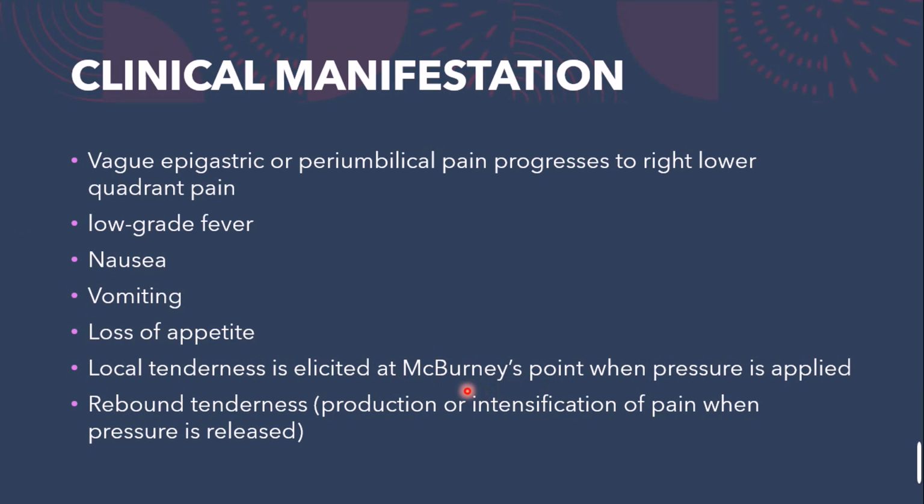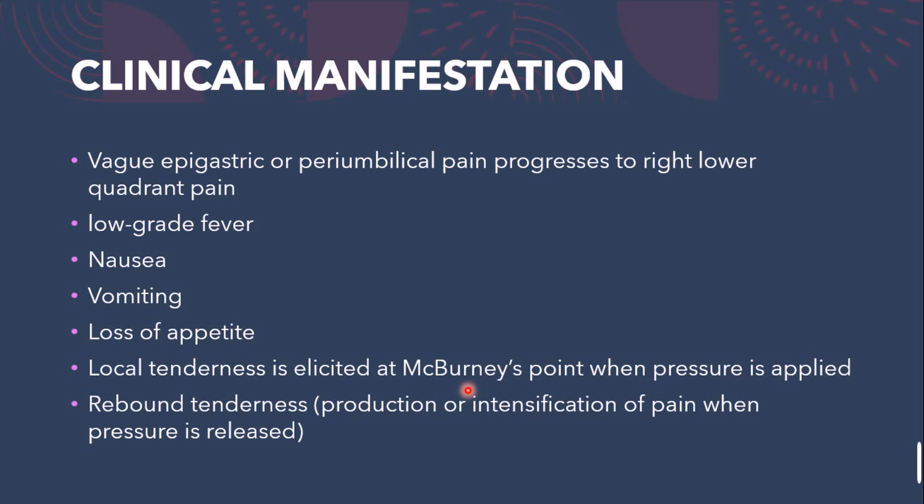So when even small pressure is applied at McBurney's point, there will be local tenderness. It will be tender to touch. Even to touch, the patient will experience a lot of pain. Then there will be rebound tenderness. Rebound tenderness means production or intensification of pain when pressure is released. So when you are giving pressure, the patient will not feel that much pain, but when you slowly release that pressure, the patient will feel severe pain. That is called rebound tenderness.